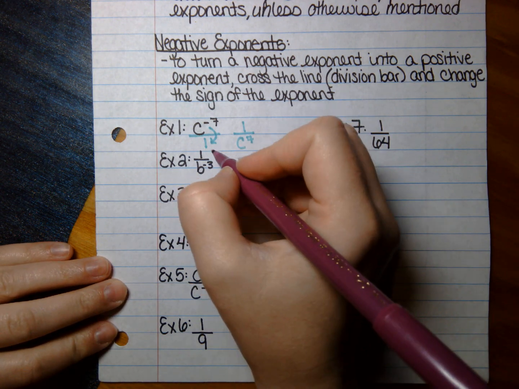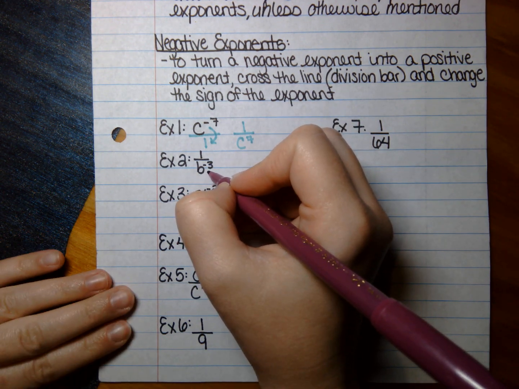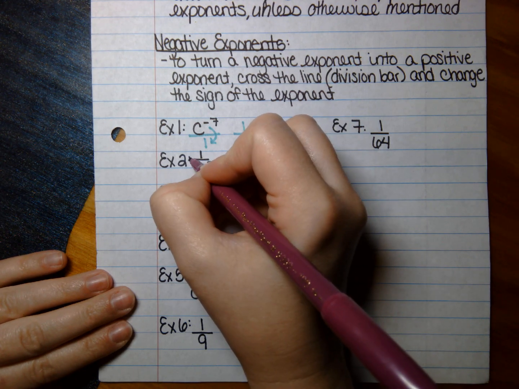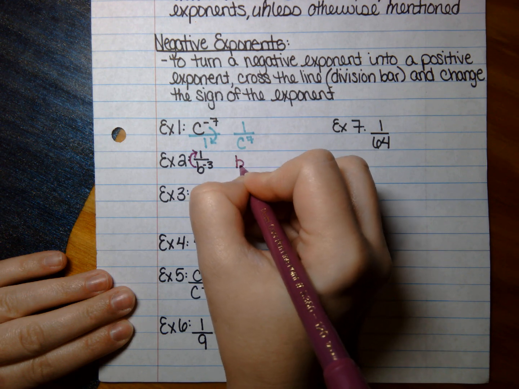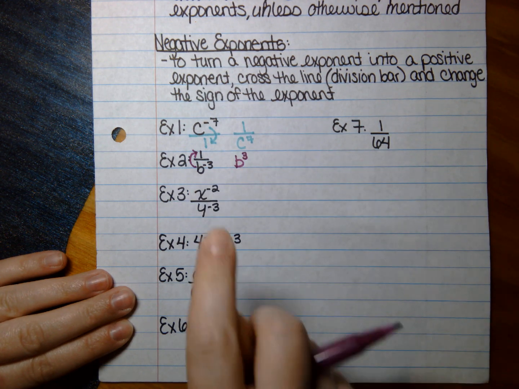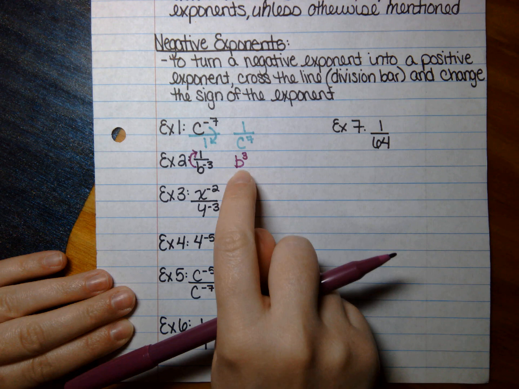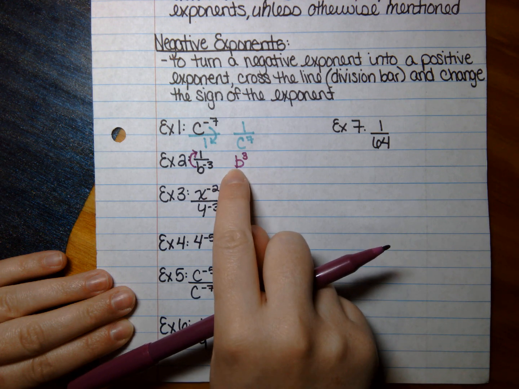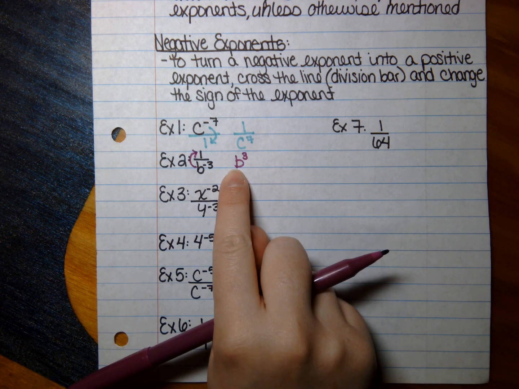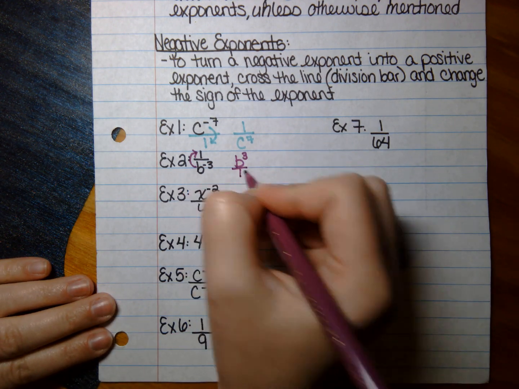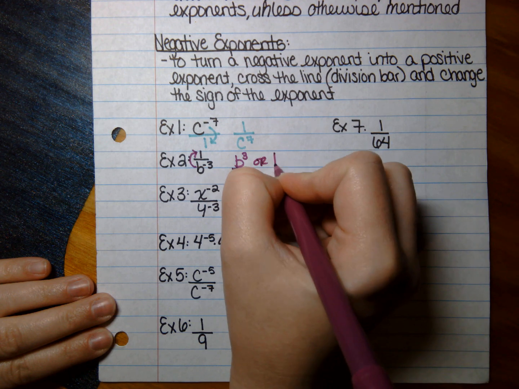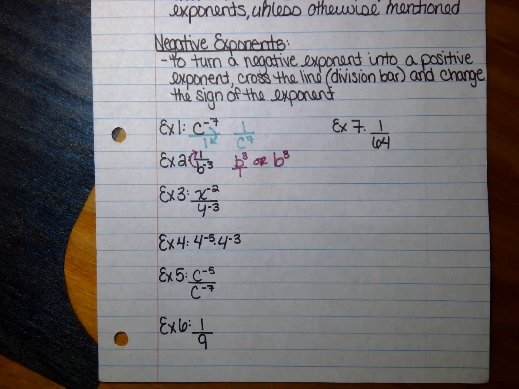So if we look at example 2, my negative exponent is in the denominator, so I need to move it up to my numerator. So I would have b to the 3rd and change that sign to a positive. The value of your variable does not change. We're just changing the sign of the exponent. If you want to put it over 1, you can, but b to the 3rd is how you will see it written.